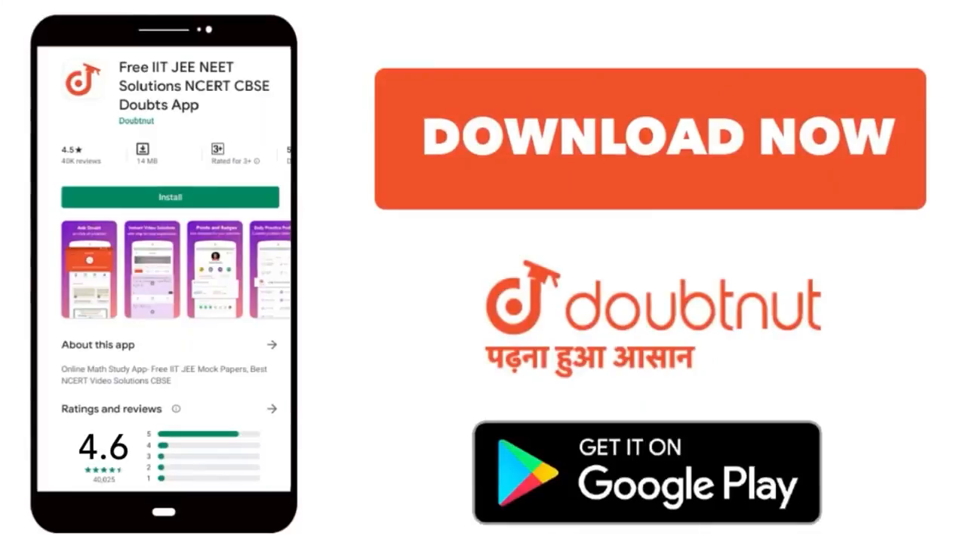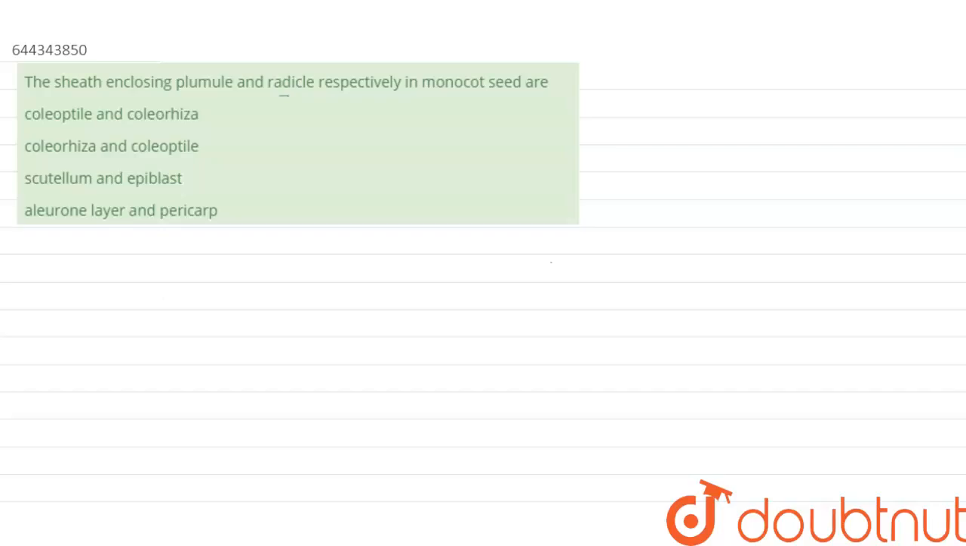We have the question: sheath enclosing plumule and radicle respectively in monocot seed are? First option, coleoptile and coleorhiza. Second option, coleorhiza and coleoptile. Third option, scutellum and epiblast. And fourth option, aleurone layer and pericarp.